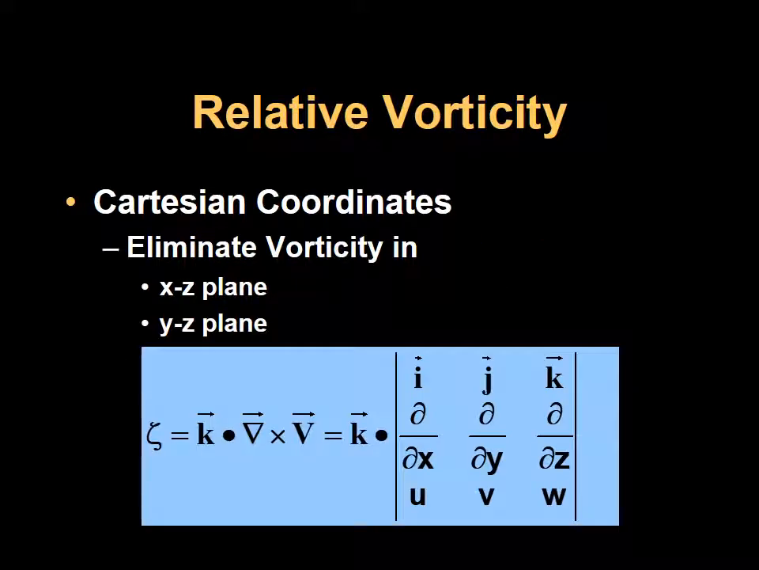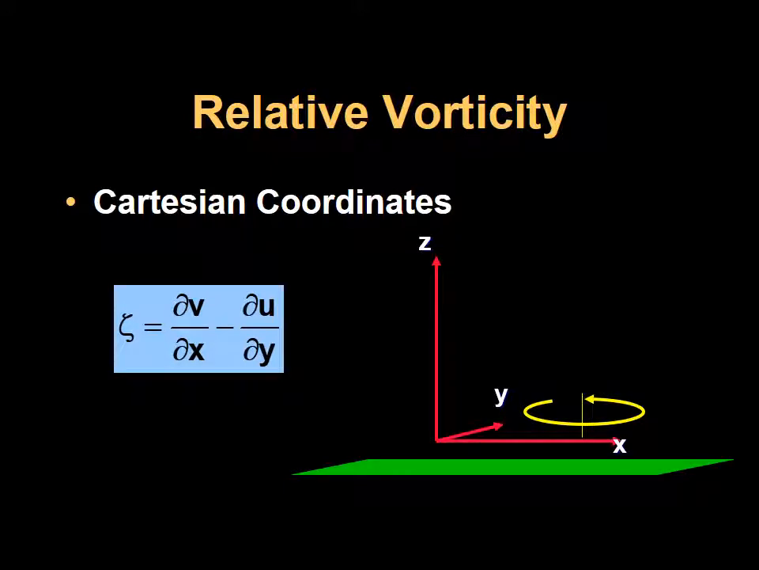So to get rid of those two vertically tilted vorticities, we are going to do the dot product with the k unit vector. And that will eliminate the two vertical components of vorticity. When we do that, this is what we get. Our horizontal vorticity, which is zeta, is equal to the change in the v component of the wind in the x direction minus the change in the u component of the wind in the y direction. So we're going to look at this a little bit more closely.